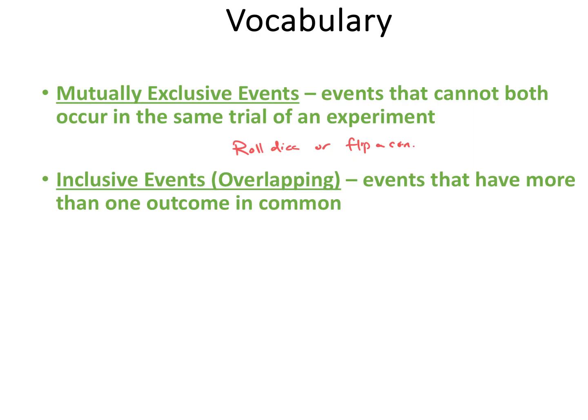Versus inclusive events, those are ones that have overlap. So if I roll a dice, and in the first case I want to see a number greater than 4, in the second case I'm looking for a number that's even. Numbers greater than 4 on a dice would be a 5 or a 6. Even numbers on a dice are a 2, 4, or a 6. Since there is an overlap of 6 that I counted twice, that's an inclusive event. Later, we're going to have to subtract out those probabilities after we add them. But let's first take a look at some mutually exclusive cases.